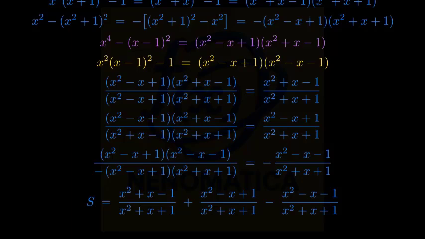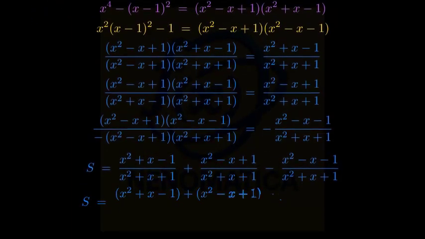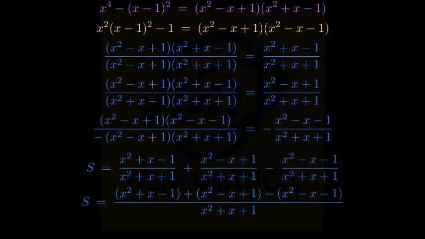We just add their numerators. Combine the numerators over the common denominator. The numerator becomes (x squared plus x minus 1) plus (x squared minus x plus 1) minus (x squared minus x minus 1).